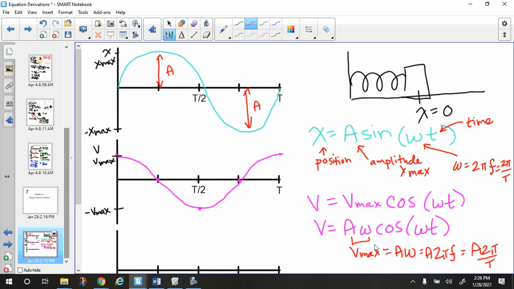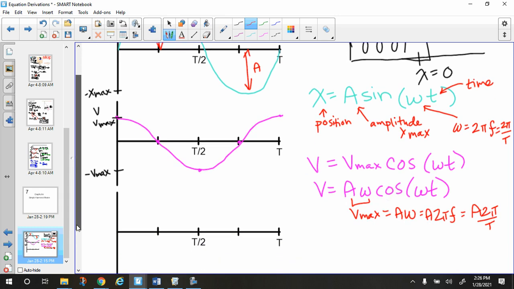And so you can use a velocity equation to find things like frequency and amplitude if you know what the coefficient is in front of the cosine or sine. This could also be sine.